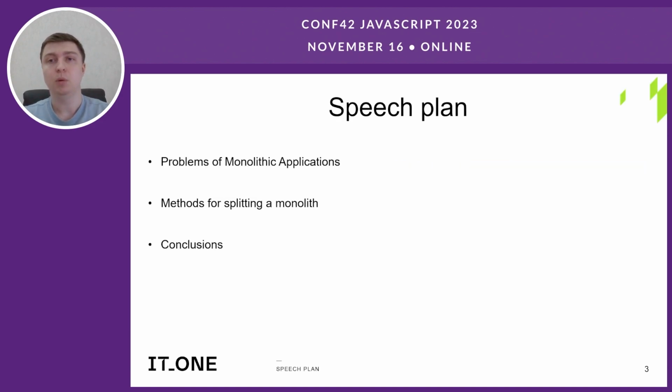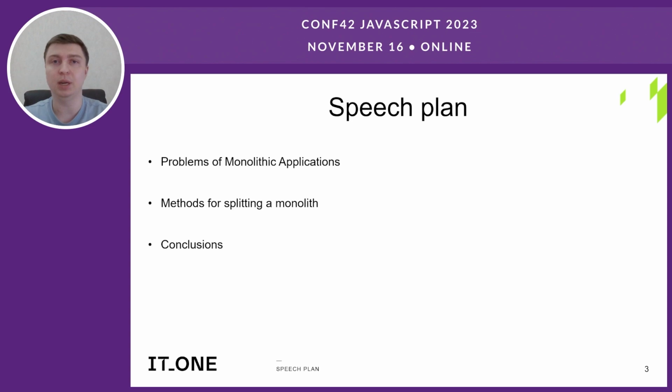So today I'm gonna talk about problems of monolithic applications. Or maybe a monolithic application doesn't have problems, so we'll talk about it today. Then I'll show you 6 ways how you can split your monolith to reduce the complexity of your application and make it more modular. And after that, we will summarize and find out which method is best to use.